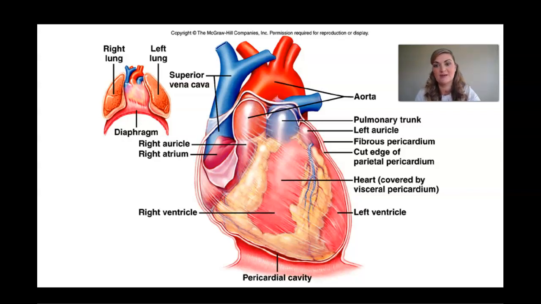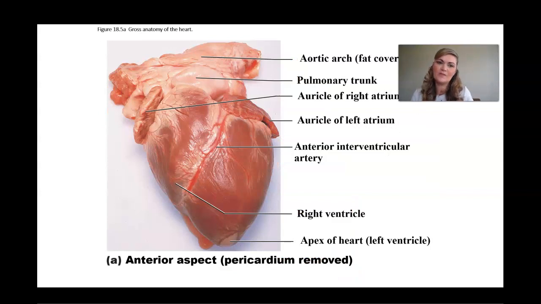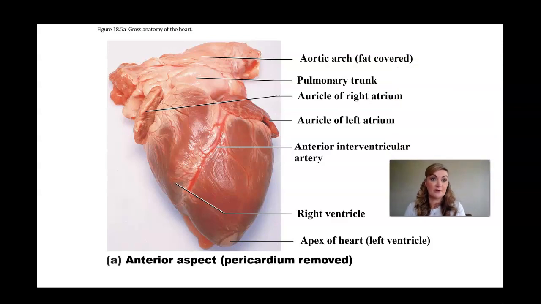If you go over to the right-hand side, you see the pulmonary trunk that we discussed, and the left auricle, which is part of the atrium. You see the fibrous pericardium on the outer edge, and then the cut edge of the parietal pericardium towards the inner portion of that. And then you see the visceral pericardium covering the heart there. What you see here is an actual picture of a fresh specimen or one that was preserved well.